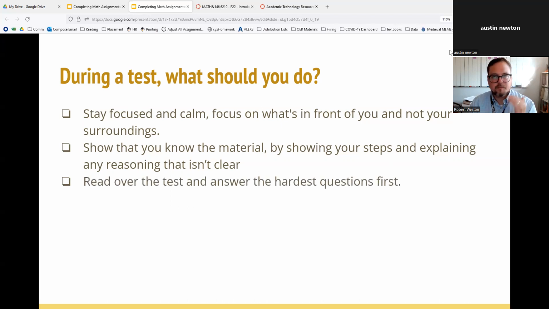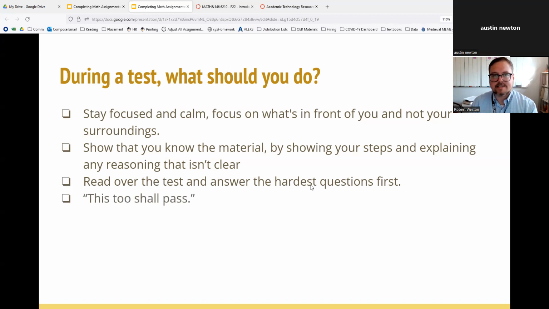This is really kind of test taking 101. Read over the test and answer the hardest questions first. Oh, no, I'm sorry. That should not say hardest. Read over the test and answer the easiest questions first. I apologize. I edited that a little bit too late, I think. Read over the test and answer the easiest questions first, easiest to you, right? That way you kind of got that done. You can move on to those harder questions later on.